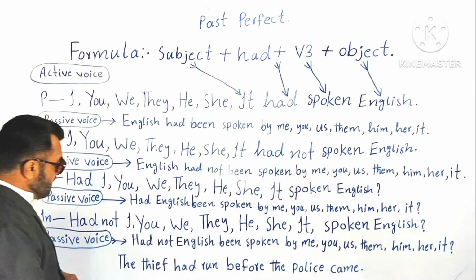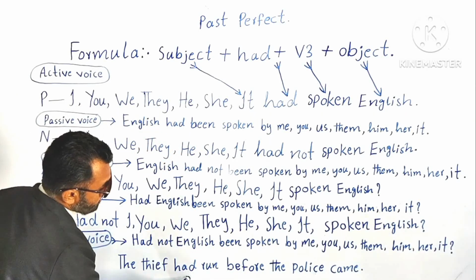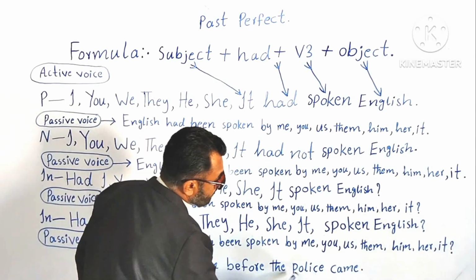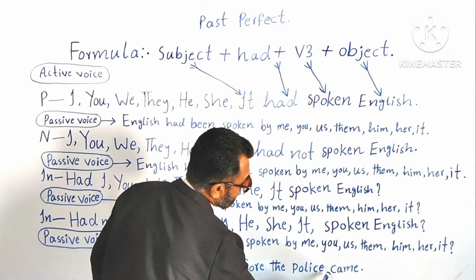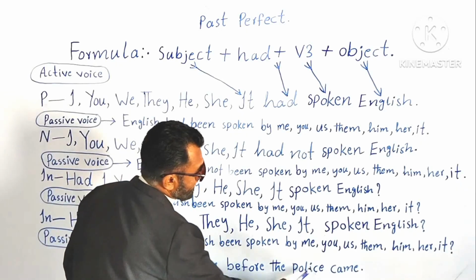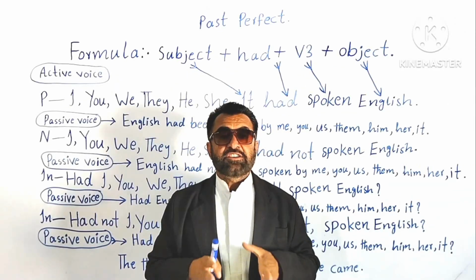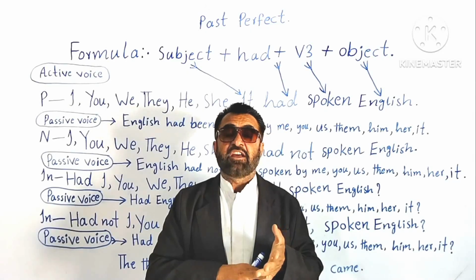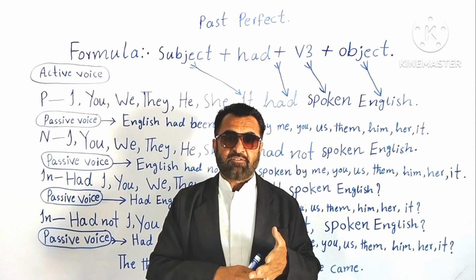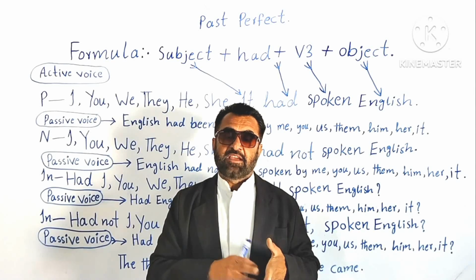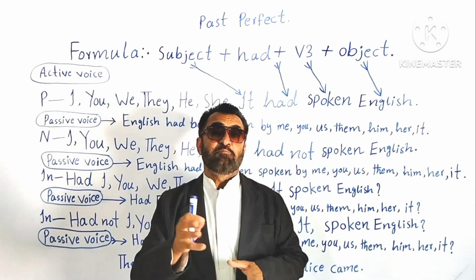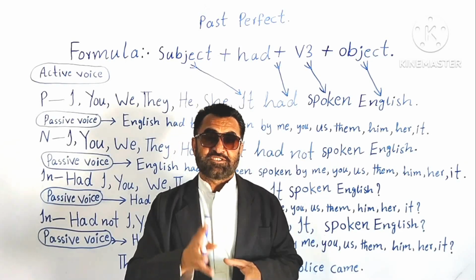Look at the example now. The thief had run before the police came. The thief had run, this is past perfect. Before the police came, this is past simple. Understood? But remember one thing, you should always say before the police came, not after the police came.